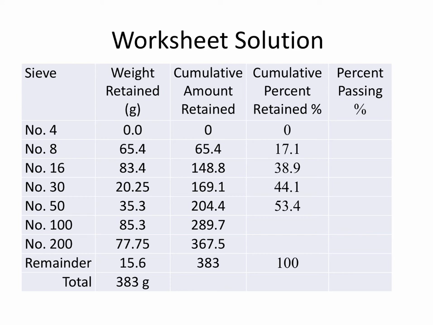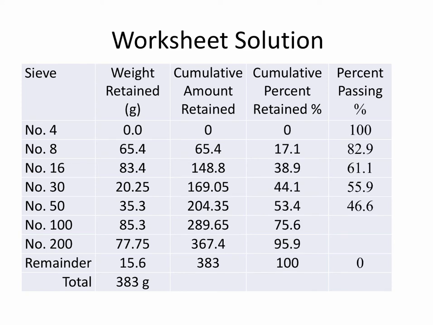It's just the cumulative weight retained divided by the total weight. And so you can see the percentage should be increasing with each row. So pause the video and figure out the cumulative percent retained for the 100 and 200 sieve. All right, welcome back. So you should have gotten about 75.5% and just about 96% as your cumulative percents retained. This is an important column.